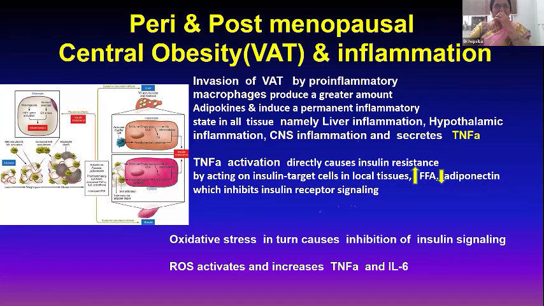So as I already mentioned, there are three common things. Inflammation: the VAT cell, that is the visceral adiposity, is invaded by macrophages, which causes inflammation, not only in the liver but also in the hypothalamus and CNS, and it all secretes again, targeting cells in local tissues. Adiponectin is reduced, which inhibits insulin receptor signaling. In addition, it causes oxidative stress. When ROS is activated, it again increases tumor necrosis factor and interleukin-6. All this is pro-inflammatory.